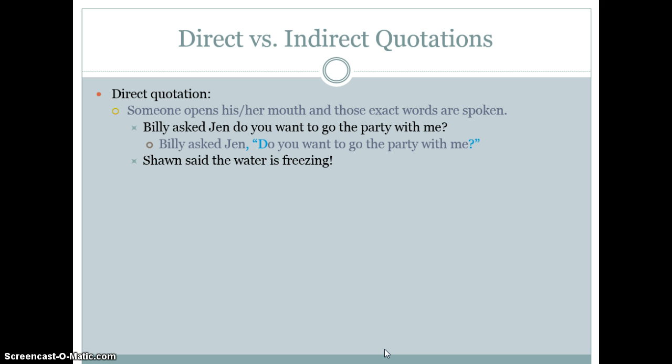Sean said, "The water is freezing." If Sean opened his mouth and the exact words that came out are "the water is freezing," we would punctuate it like this.